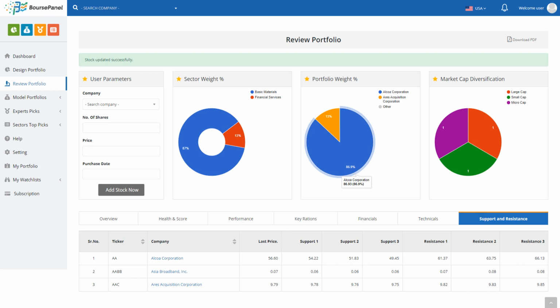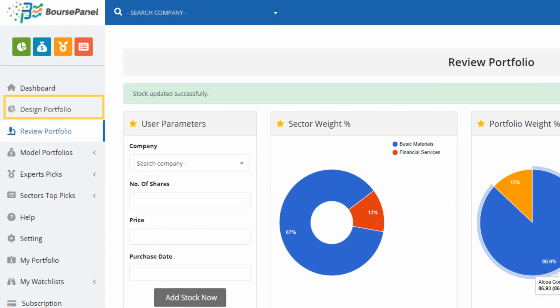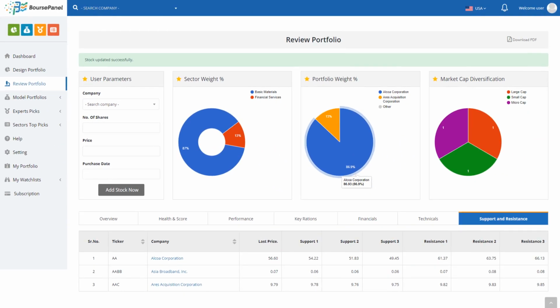Based on the information, you may also decide to add further stocks to your portfolio, and for this, you may also use the Design Portfolio feature. Let's now take an example by reviewing a sample stock market portfolio and see how it works. I will also talk about all the information the platform provides and explain how it can be used for improving the performance of an existing stock market portfolio.